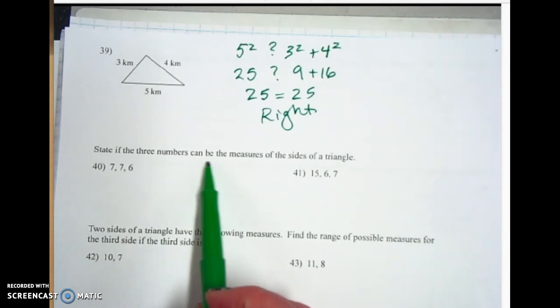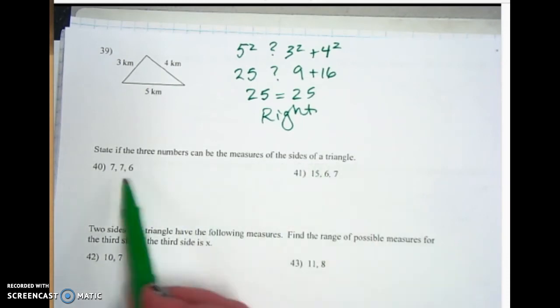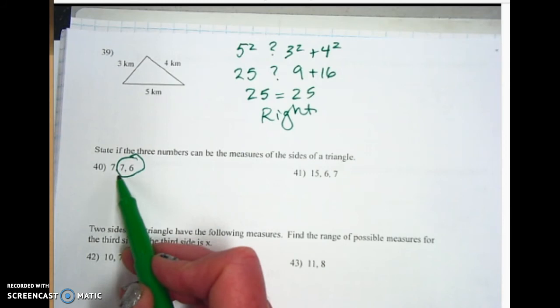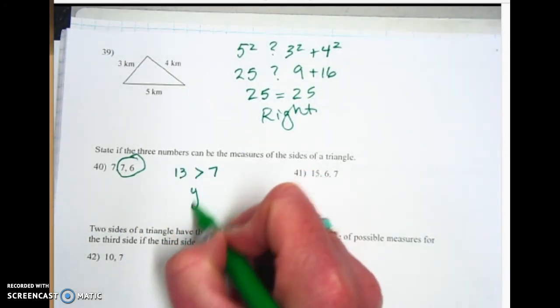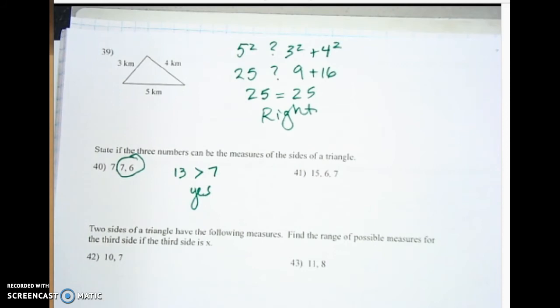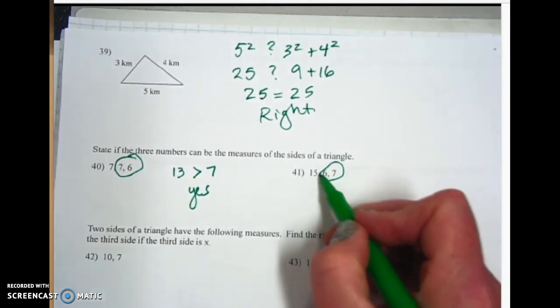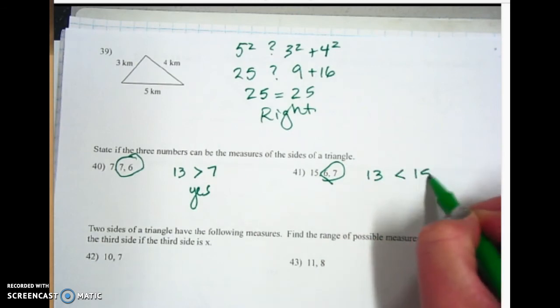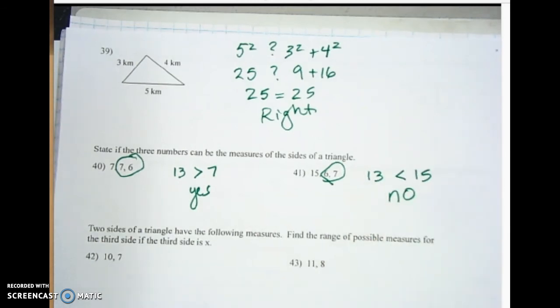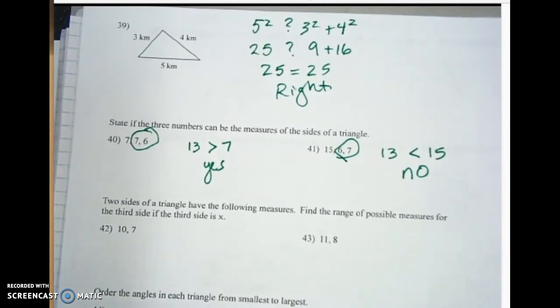Okay, state if the 3 numbers can be measures of the sides of a triangle. So we want to take the 2 smaller sides. In this case, it's going to be a 6 and a 7, which is 13, and 13 is greater than 7. So yes, it will be a triangle. 2 smaller sides are 13, which is less than 15. So no, it's not going to make a triangle.